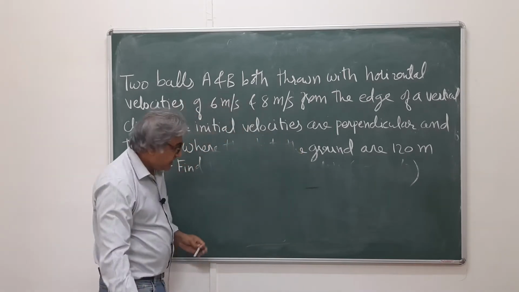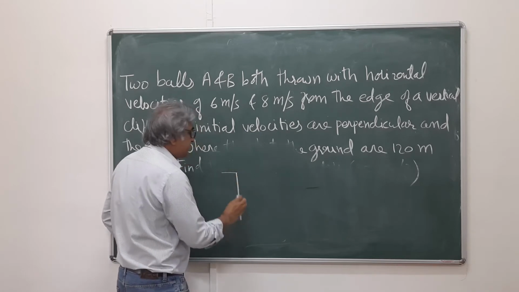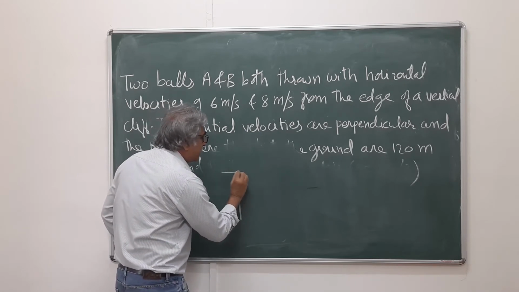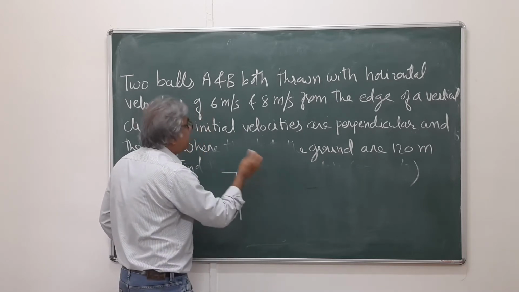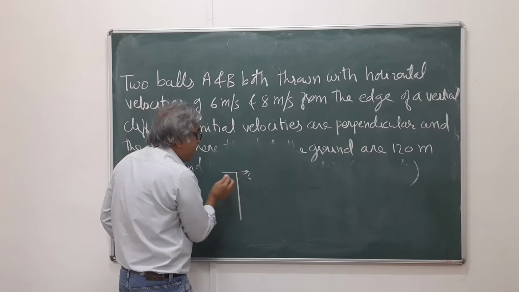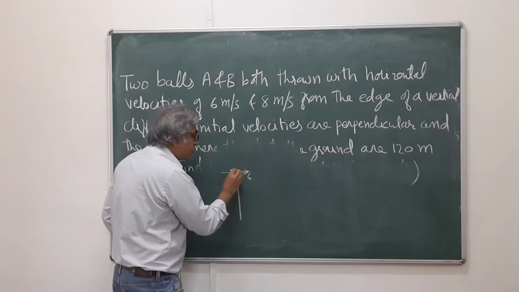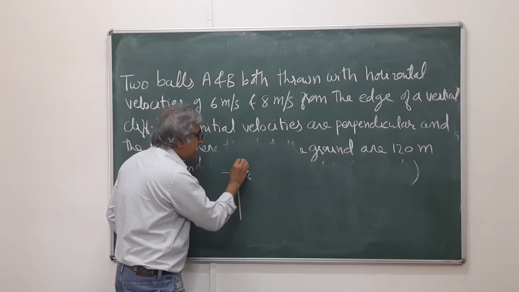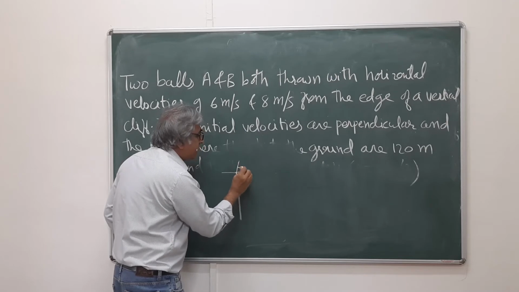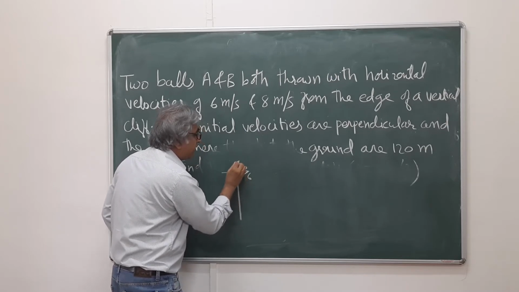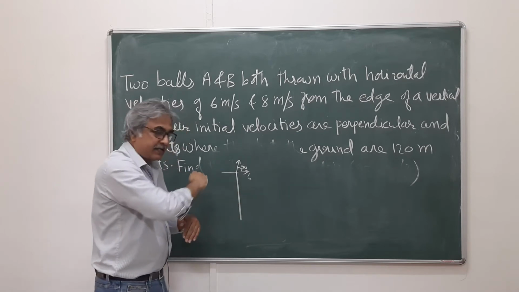So think about this. There is a cliff like this. One ball, let's say this is the horizontal velocity and it's 6 meters per second, right? And another ball is thrown perpendicular to this. So I'll draw it like this, and this angle is 90 degrees and it is thrown like this. It's perpendicular, please note. One is like this, another is like this.